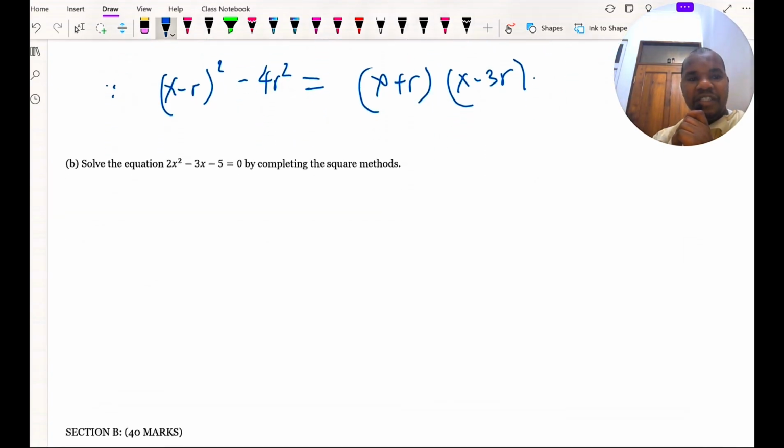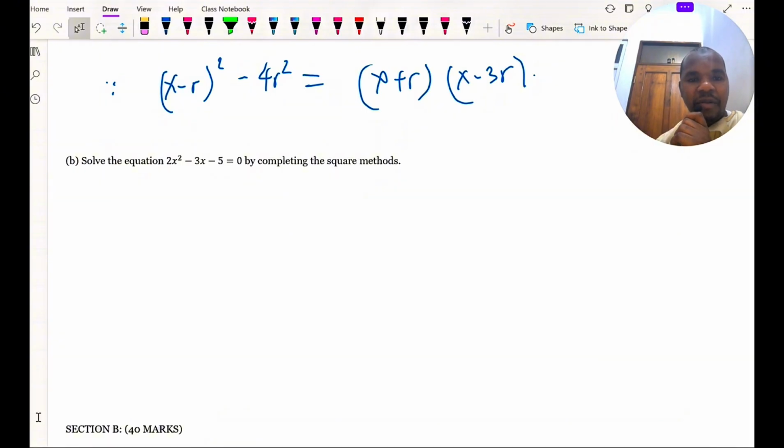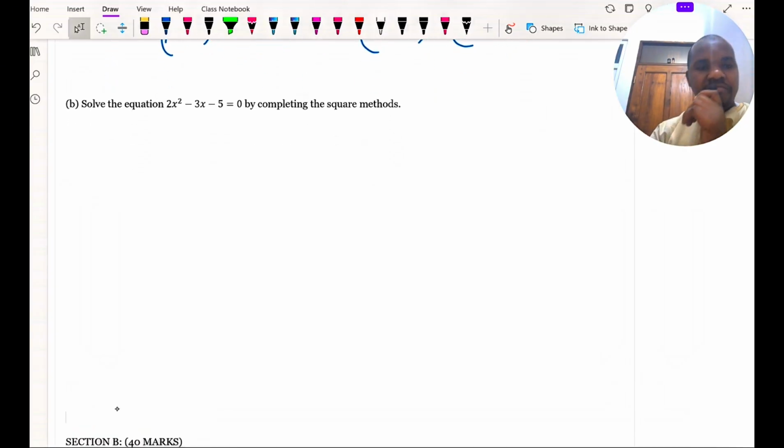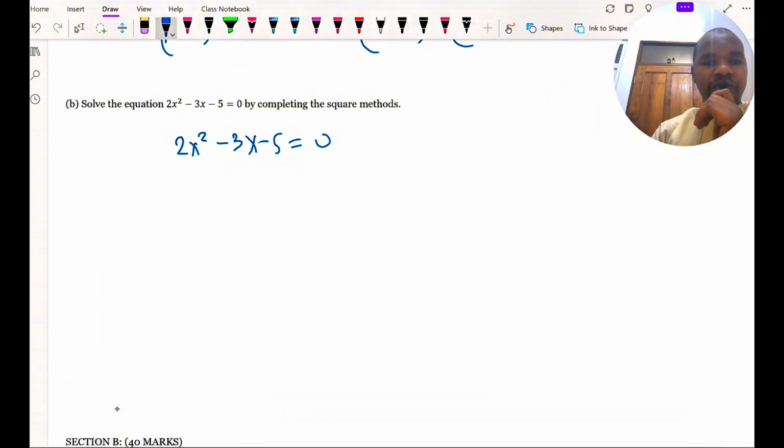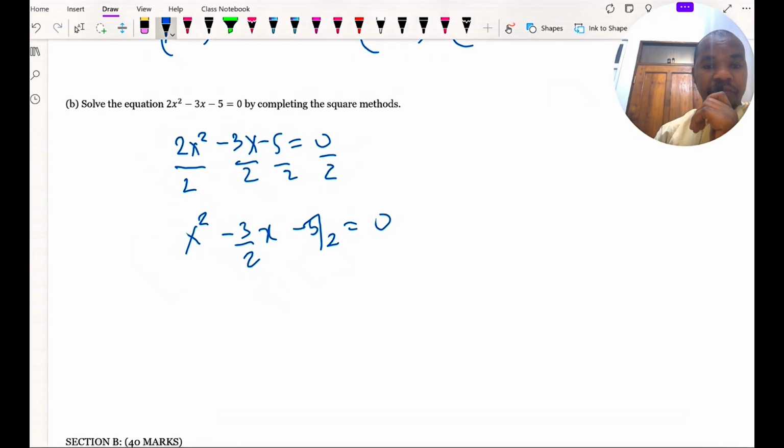Jumping to the last part of this question, solve by completing the square method. So we have a question here which is 2x squared minus 3x minus 5 equals 0. The first step is to make sure that the coefficient of x squared is 1. So I'll be dividing by 2 throughout, so that you now have x squared minus 3 over 2 x minus 5 over 2 equals 0.